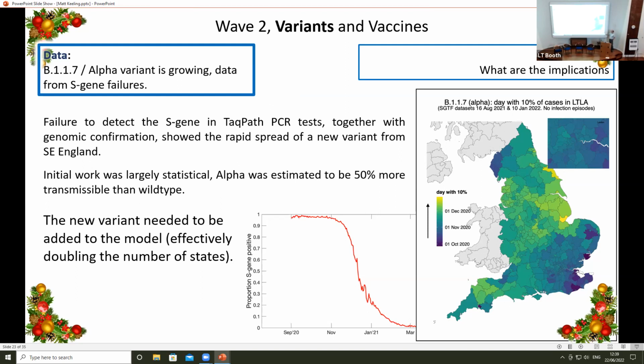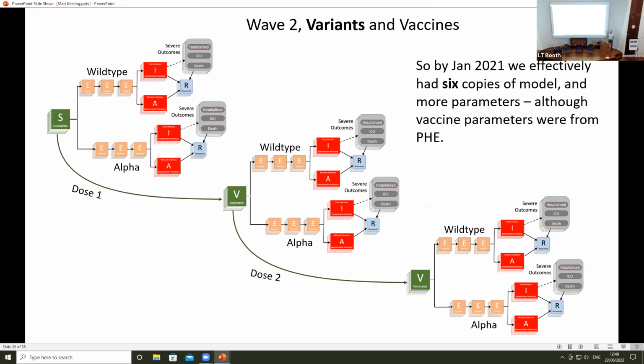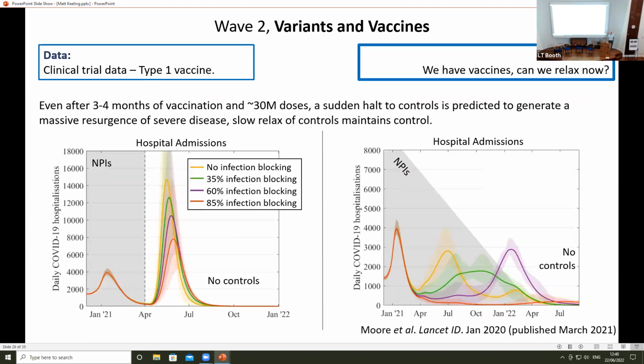The data was coming in, fortunately, from some fantastic coincidence that S genes failed for Alpha. So we suddenly had this mechanism of being able to see this new variant without actually going through a lot of the complicated genomics that we might need. We now had effectively 6 copies of our basic model. So we've got alpha and wild type. We've got 1 dose and 2 doses of the vaccine. So we were doing an awful lot of complexity there. And we started to think about what the future could hold.